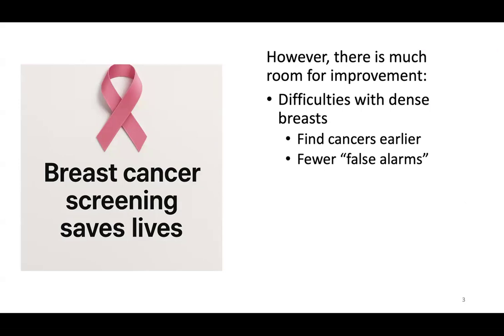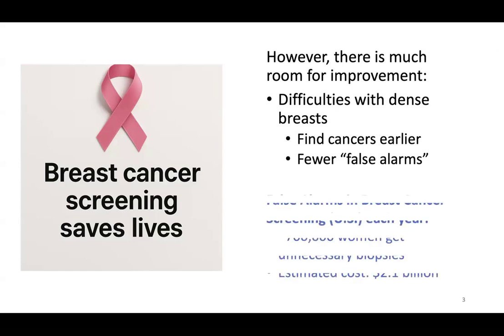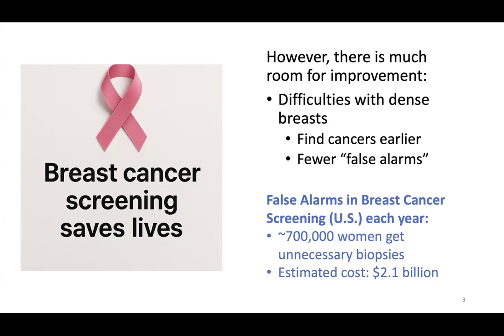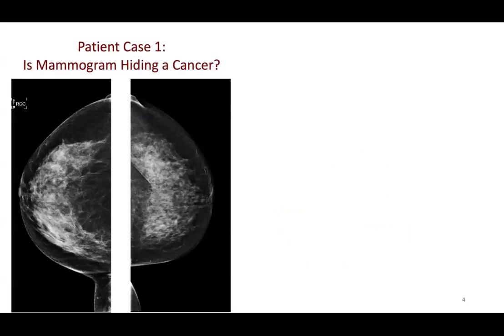Okay, so we know breast cancer screening saves lives. However, there's always room for improvement. There's difficulty with dense breasts. We want to find cancers earlier with fewer false alarms. In fact, because of false alarms in breast cancer screening, about 700,000 women each year in the US get unnecessary biopsies. Here is a mammogram, back to back, left and right. There's a cancer hiding in there. It's difficult to see, and it's actually right there.